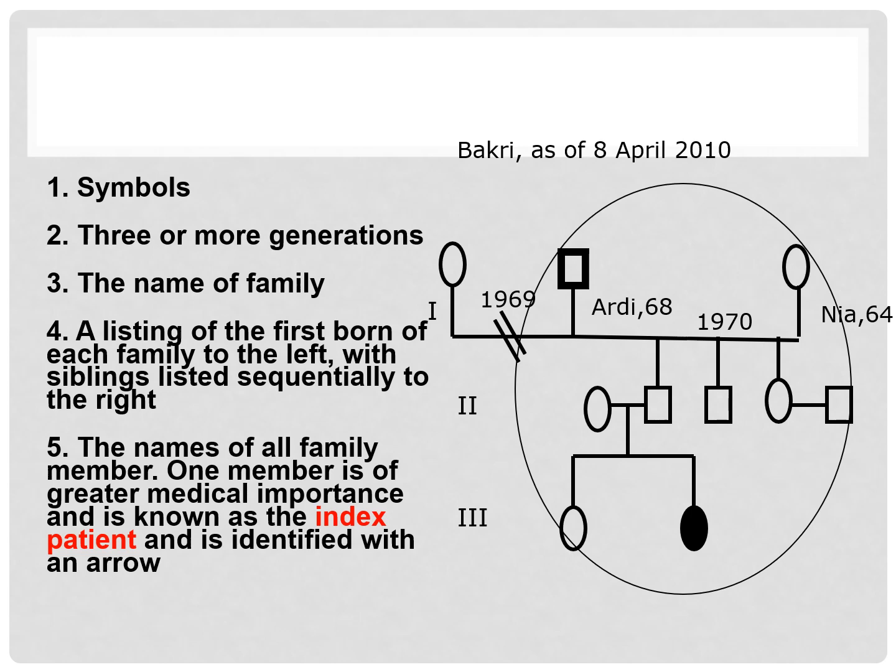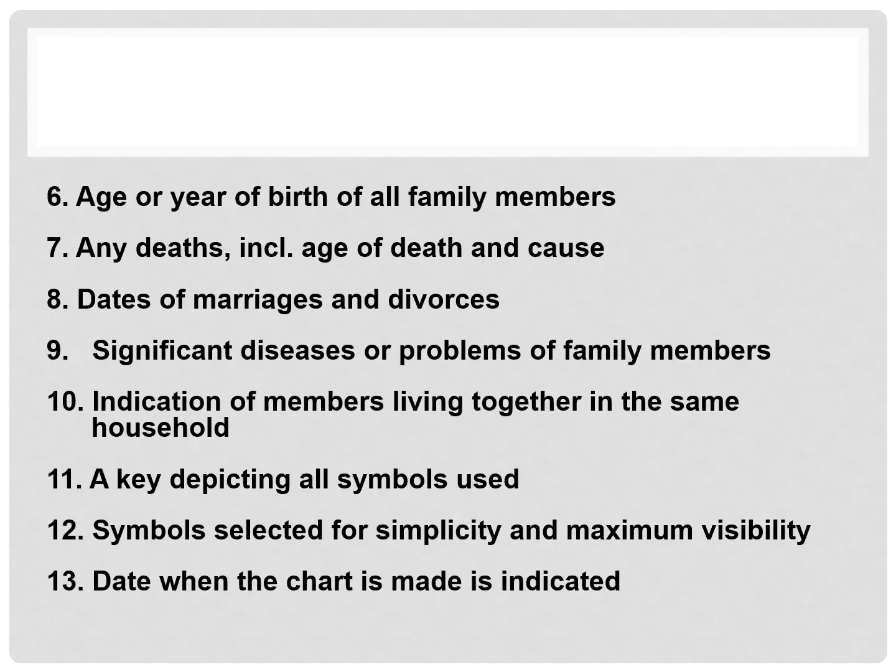The names of all family members, and one member of greater medical importance, known as the index patient, is identified with an arrow. The age or year of birth of all family members, any deaths, dates of marriages and divorces, significant diseases or problems of family members, indication of members that live together in the same household, a key depicting all symbols used, and symbols selected for simplicity and maximum visibility, and the date when the chart is made should be indicated.